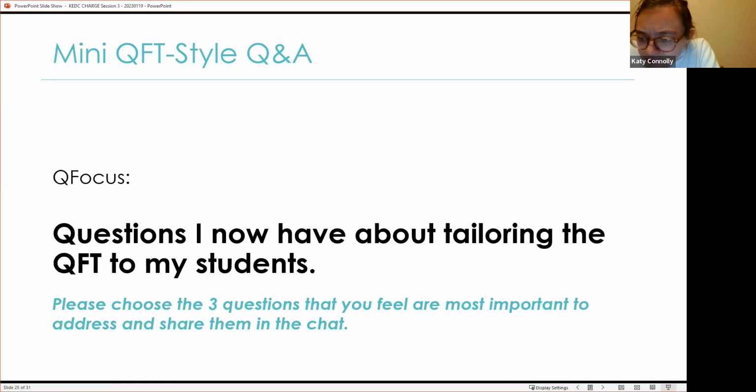Let me ask a few of these. What's the most important element of the process when starting QFT?